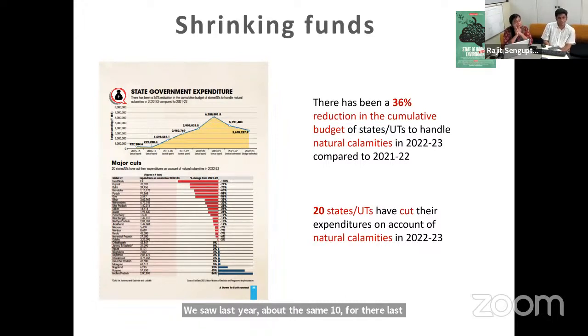What's even more worrying is that when you see the slide below, the second slide with the title major cuts, you realize that the larger states, for example Gujarat, Madhya Pradesh, and Uttar Pradesh, all those states which have been suffering from natural calamities such as floods and drought, have cut down their expenses on natural calamities, and we need to take note of that.